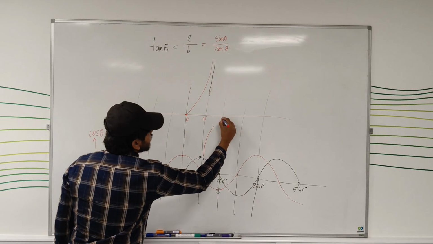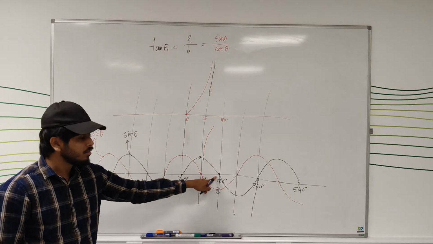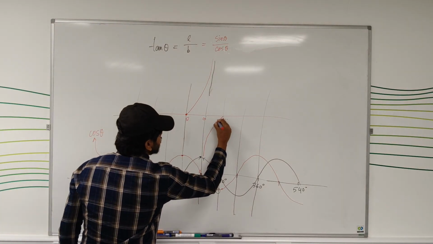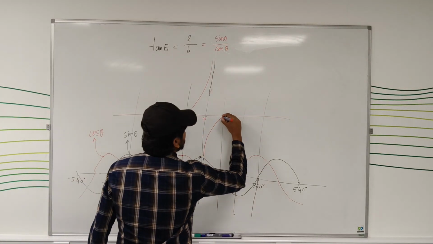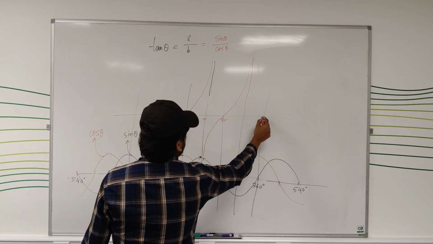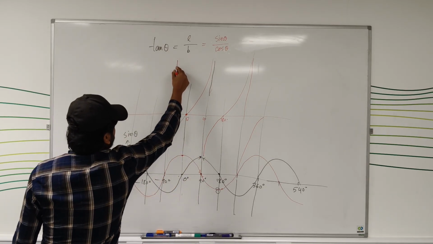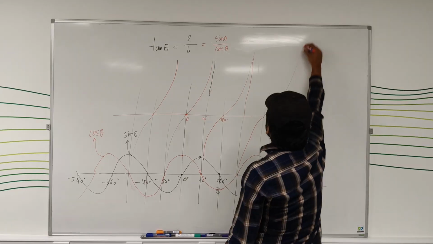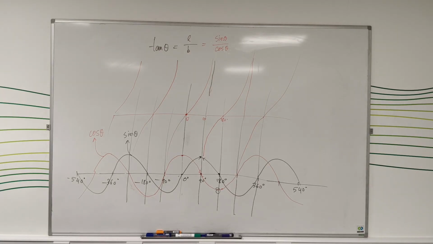Now what happens at 180 degrees? At 180 degrees, you see that your sine theta, the black one, is 0, and cos theta is minus 1. So 0 over minus 1 is 0. So it will go to 0. This thing will keep repeating. You can do it as an exercise. Like this, again an asymptote, and like this. It will keep going. That is your tan theta.